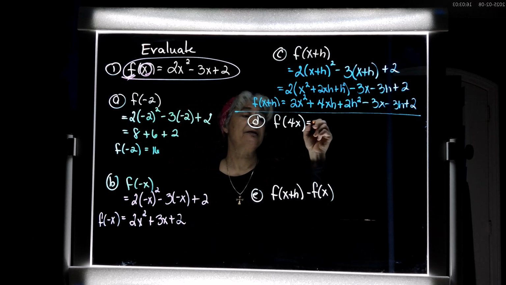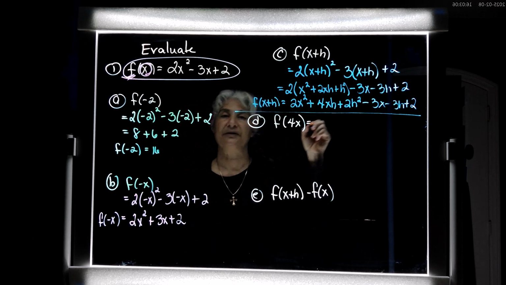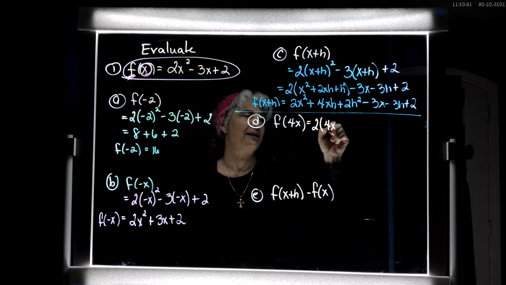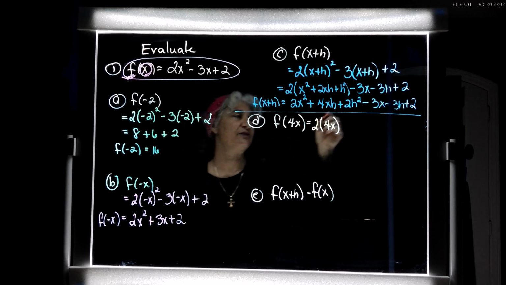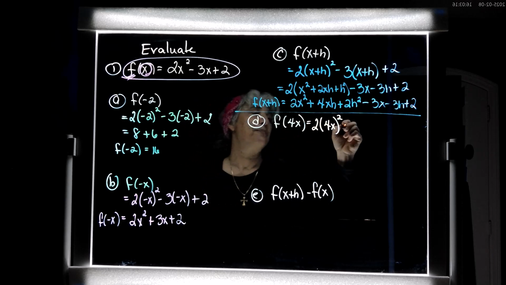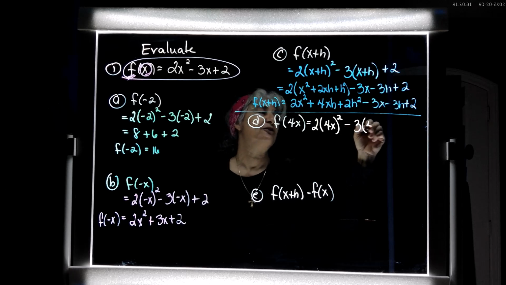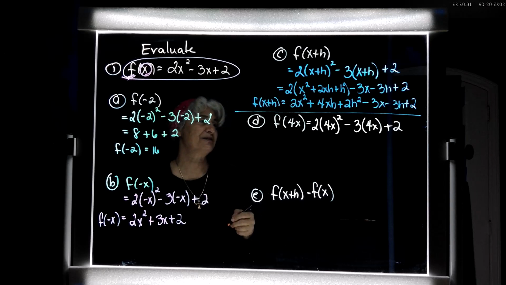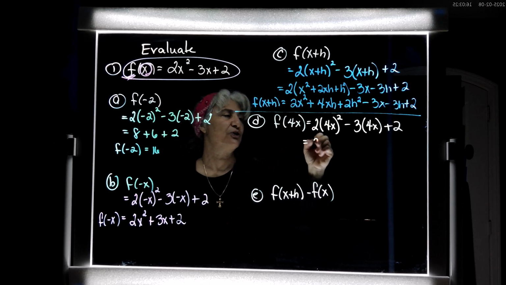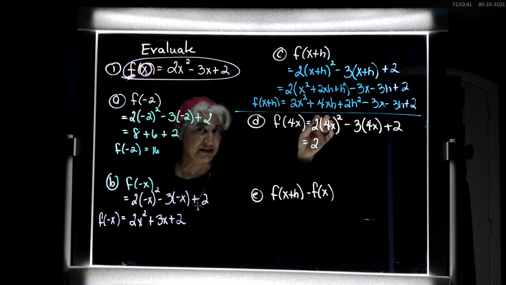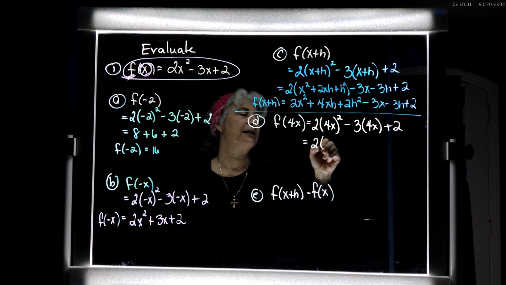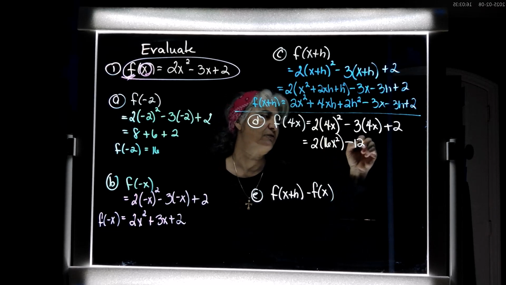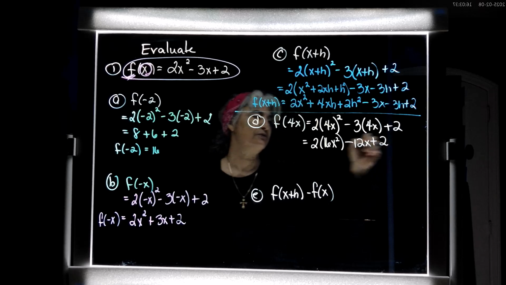How about letter F? Plugging in the 4x for the x. So 2 times 4x in parentheses, because you got to keep it together, squared, minus 3 times 4x and then plus 2. Good job, you guys. All right, so what is 4x, the quantity, the whole thing squared? 16x squared. Excellent. Minus 12x, I hear you, plus 2.